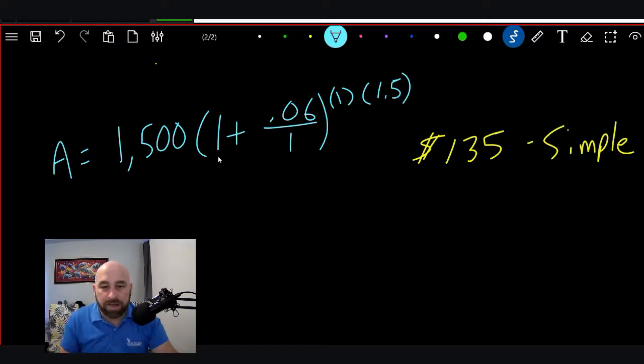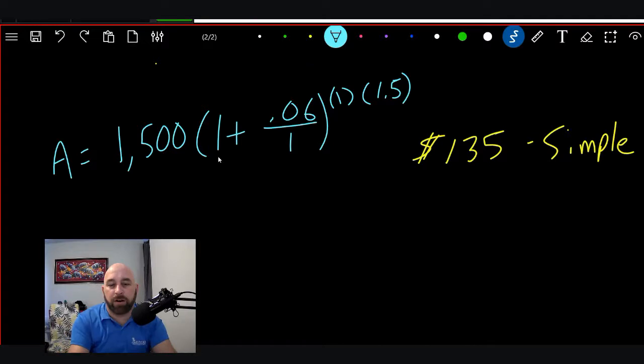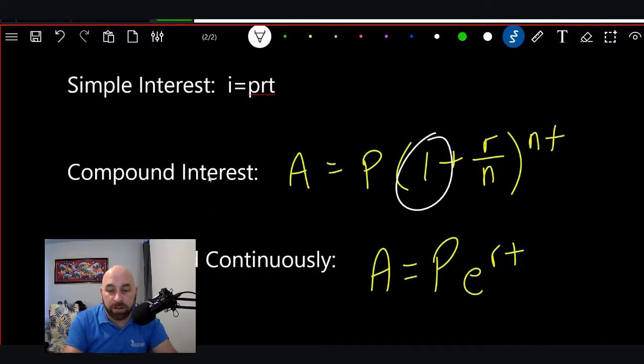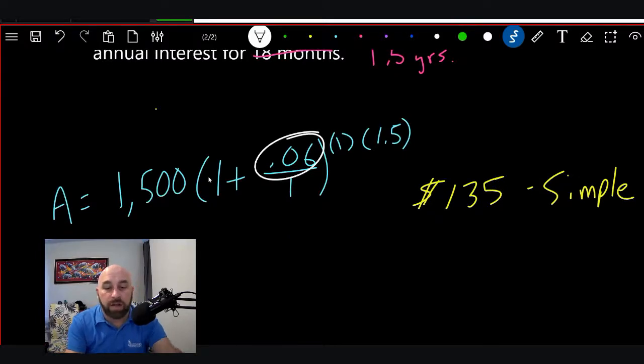All right, so I kind of jumped ahead a little bit and wrote out the formula. I just plugged everything in. So let's talk about this real quick. There's the P for the principal. Here's just part of the formula: that's the 1 plus, and then R over N. R is the rate, that's the 6% over 1. What's the 1?